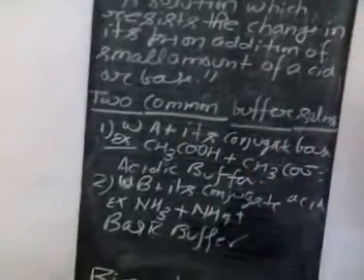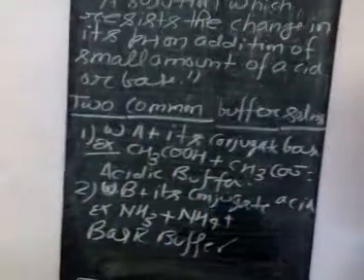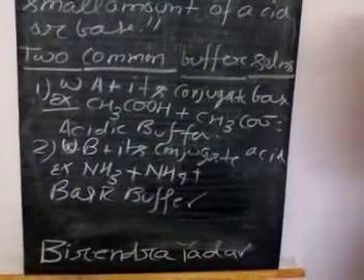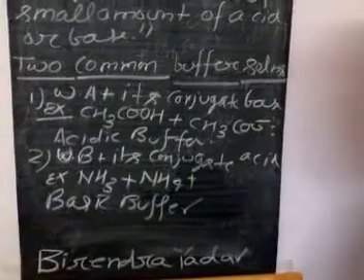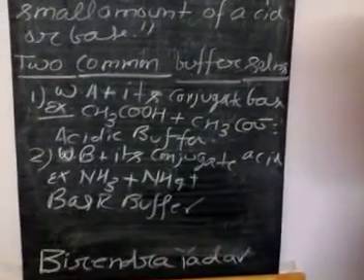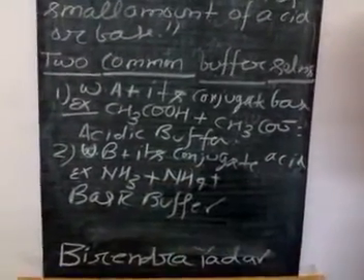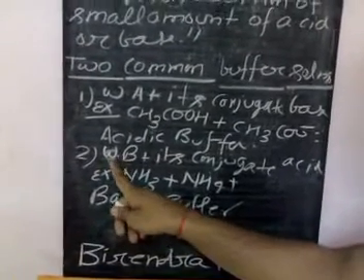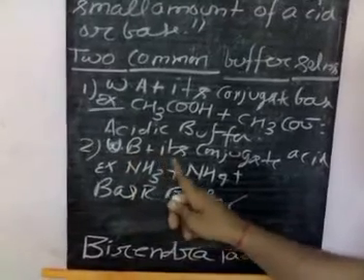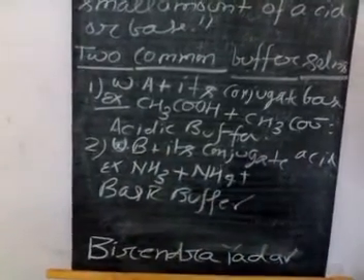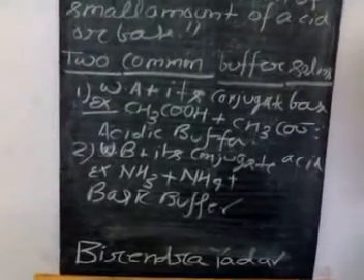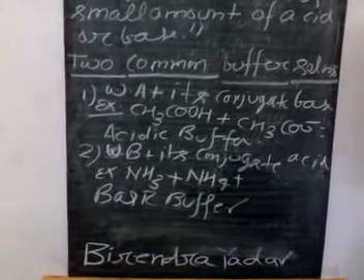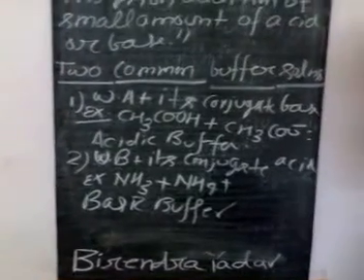Two common buffer solutions are: first, a weak acid plus its conjugate base, for example CH3COOH with its conjugate base CH3COO minus. This is also known as an acidic buffer solution. Second, an aqueous solution of a weak base plus its conjugate acid, for example NH3, a weak base, plus its conjugate acid NH4 plus. This is also known as a basic buffer solution.